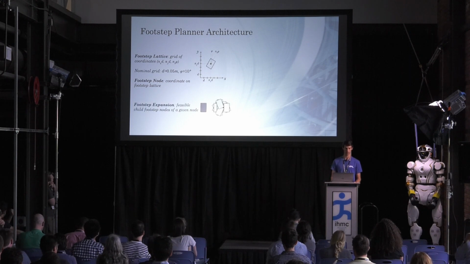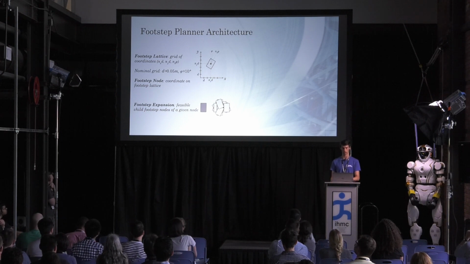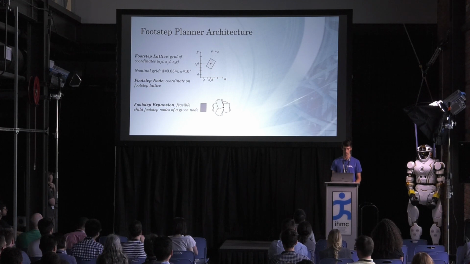And we have a nominal expansion, so given a certain footstep node, we just have a static list of what we call children footstep nodes. The stance foot would be on the left, and then given the rough kinematics of the robot, we have an array of children footsteps.